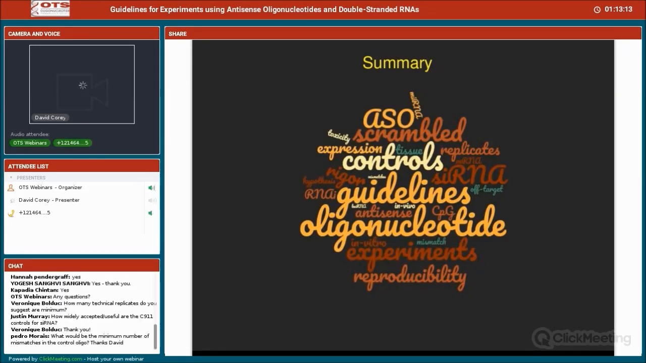Okay, next question. How widely accepted and useful are the C911 controls for siRNA? I'm not familiar with those. Again, I think it comes down to there's no hard and fast rule about what you use. You should be able to write a paragraph outlining why you feel those controls that you're using are enough to justify people taking your work seriously.